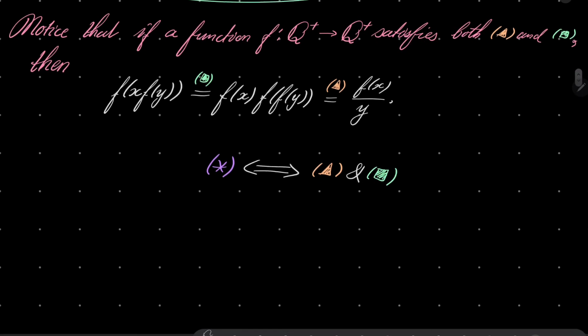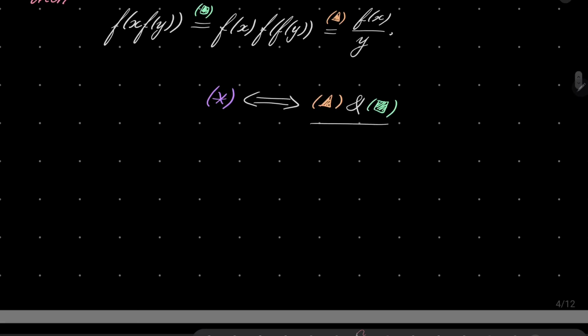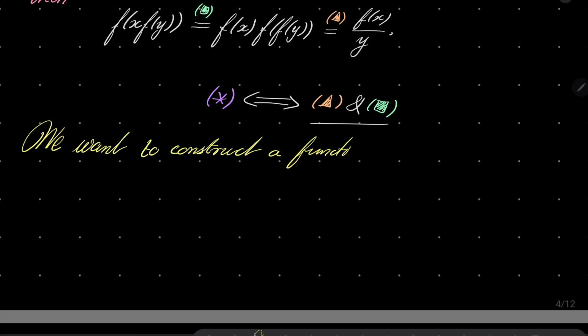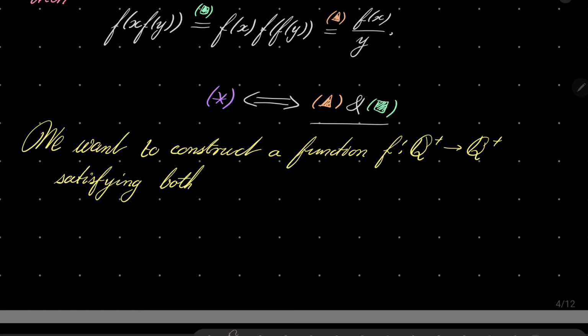So now I wish just to construct a function which satisfies these two conditions. So maybe let's write it. We want to construct a function f from the set of positive rational numbers into itself, satisfying both conditions triangle and square.